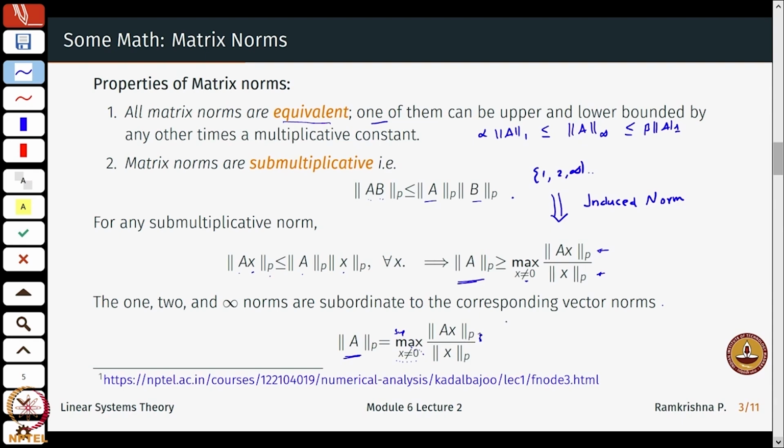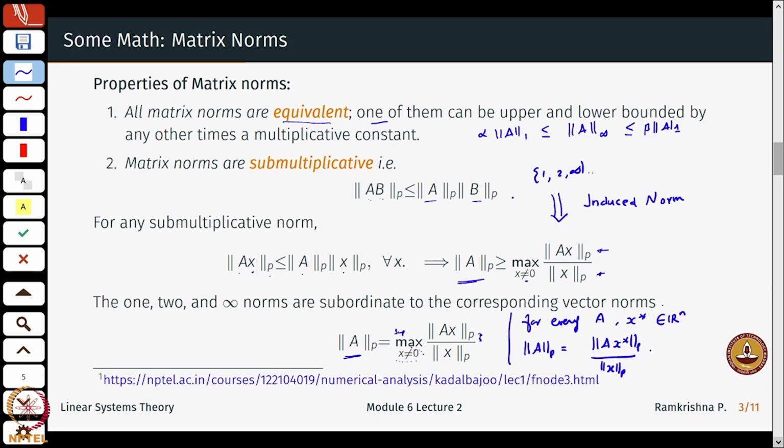So where does this come from? This equality arises from the fact that these norms have the property that for every matrix A, there exists a vector x star in R^n for which the norm of A in p is ‖A x star‖_p over ‖x star‖_p. And p could be the 1, 2 and infinity norms.